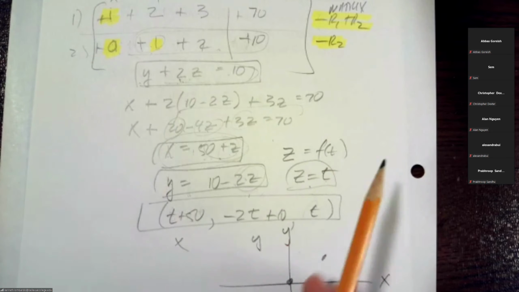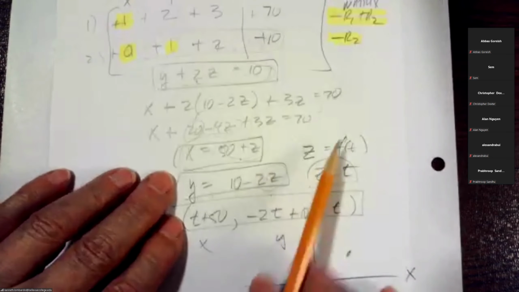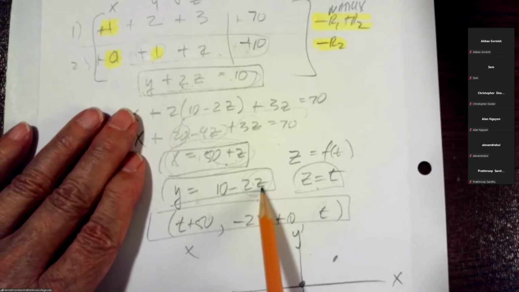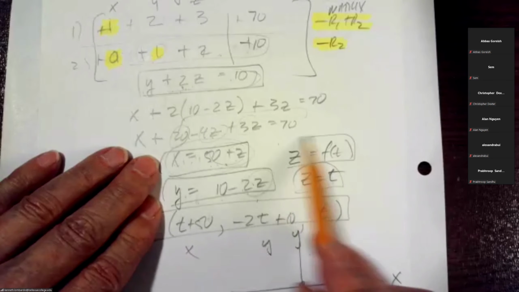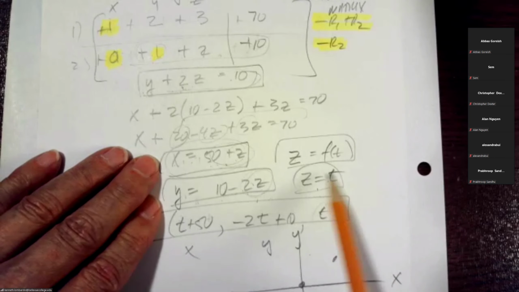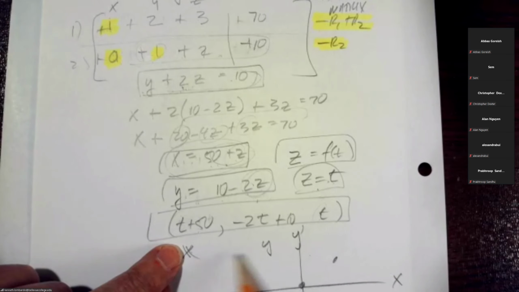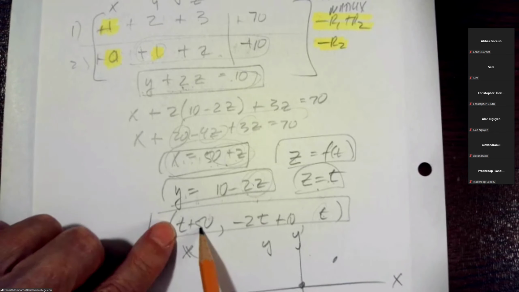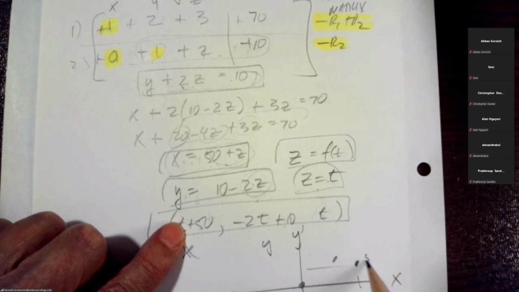And then we back substitute to solve for X and Y, but we're only solving in terms of the third variable. If we don't know the third variable, then we can only solve for X and Y as a function of Z. But if Z is a function of time, or Z equals time, then we can say that at time t, the location of X is here and the location of Y is here. So when t equals 0, X is 50 and Y is 10.